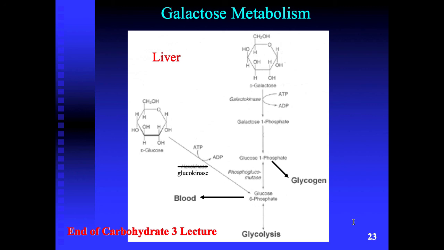And so galactose metabolism is a lot different than fructose. What are dietary sources of galactose? Probably the main one is dairy, in lactose.